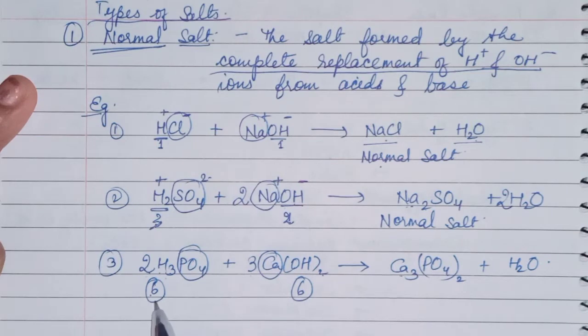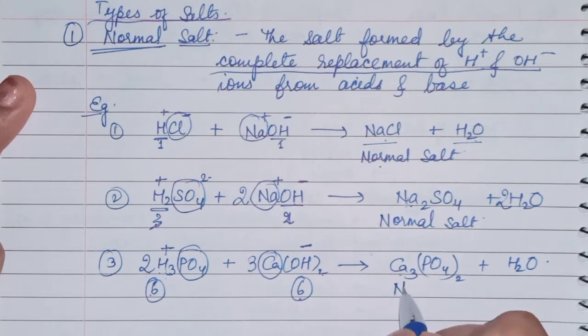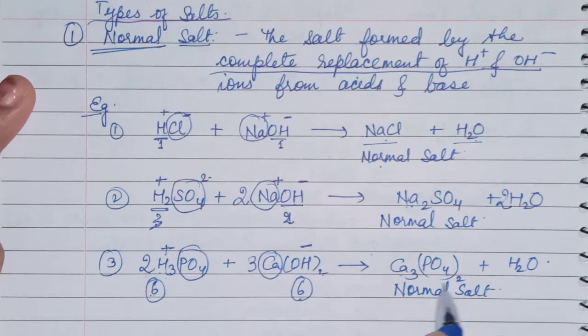is formed after complete replacement of H plus ions and complete replacement of OH minus ions. You can see here in the salt no H plus or OH minus ion is present. That's why this type of salt is called normal salt, and the name of the salt is calcium phosphate. Okay children, so I think it is clear. Now we will move towards acidic salt.